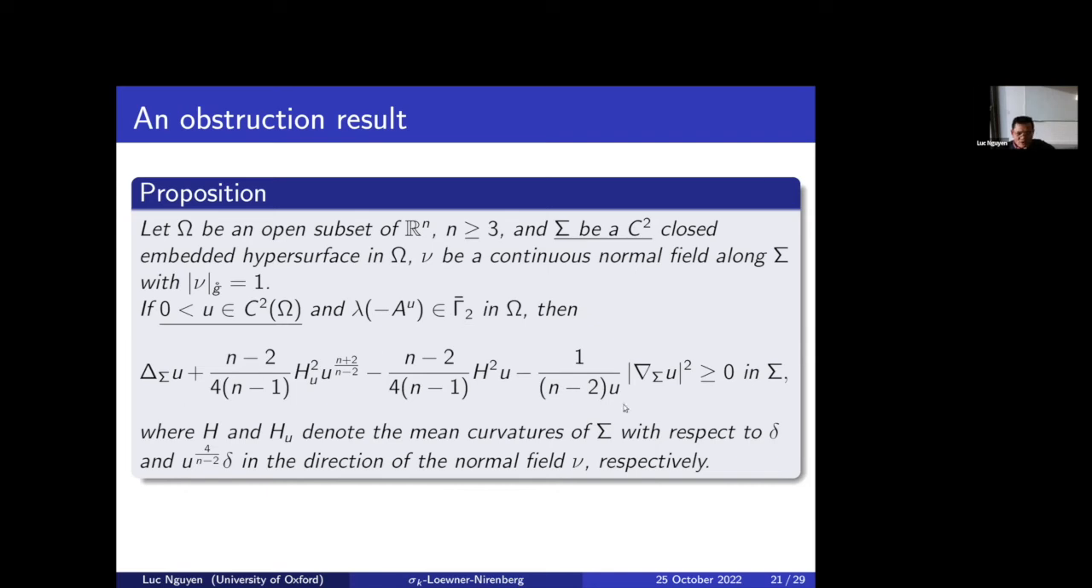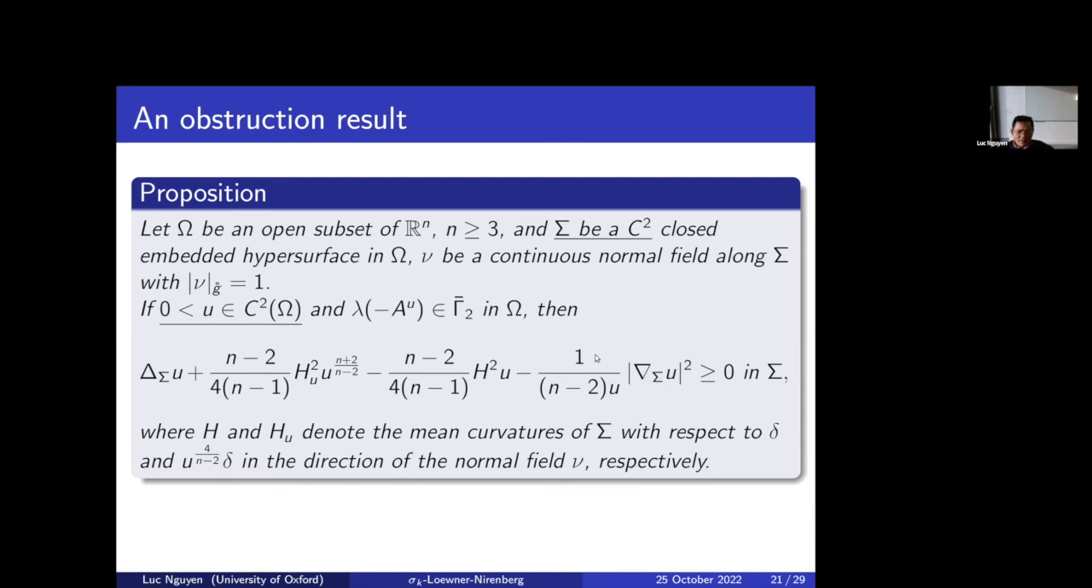then we have this differential inequality that relates the Laplacian of U with respect to the metric induced on sigma, the mean curvature H of the surface sigma with respect to the Euclidean metric, and the mean curvature of the surface sigma with respect to the conformal metric U to the 4 over n minus 2 times the Euclidean metric, and the surface gradient of U.